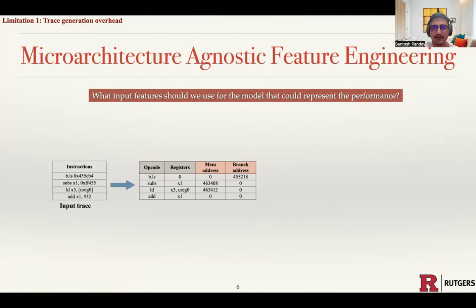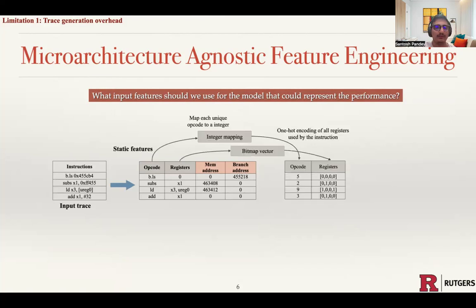And from the input trace, we collect mostly microarchitecture independent features. So these are opcode, registers, memory address, and branch address. So we can reuse the same features for different microarchitectures. And after we have this information, we do some static feature engineering for opcode and register. So we use integer mapping and bitmap vectors to get the features to be used by the model.